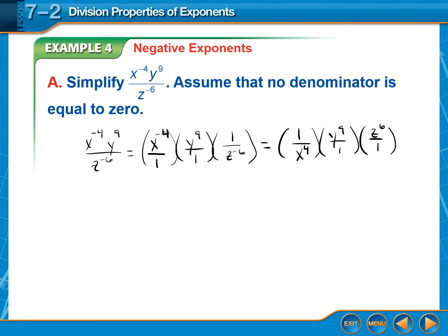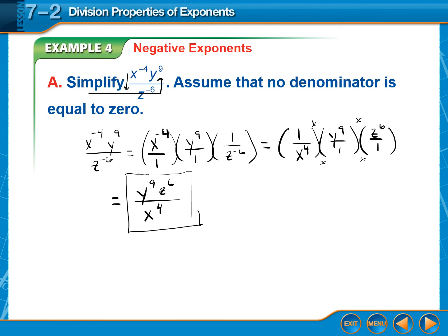So now let's recombine all of those parts to write it as just one expression. So on the numerator, 1 times y to the ninth times z to the sixth would be y to the ninth times z to the sixth. And in the denominator, I've got x to the fourth times 1, so just x to the fourth power. So all I did for this one is to rewrite the expression so that I have positive powers. So the negative exponent in the numerator moved down, the negative exponent in the denominator moved up, and y to the ninth stayed in the same place because it was already positive. So it became y to the ninth, z to the sixth over x to the fourth.